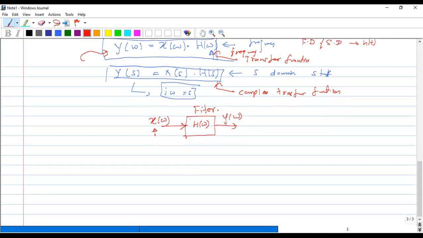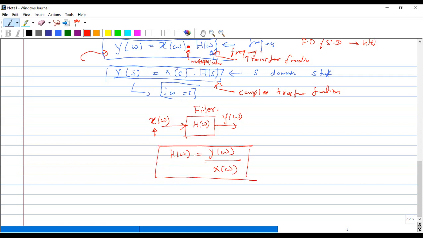Okay, so now you can write H(ω) is equal to Y(ω) divided by X(ω), because here we have a simple multiplication. This is not a convolution, it is a multiplication. So now you can write this transfer function as Y(ω) by X(ω). You have to know this one. This is the transfer function.